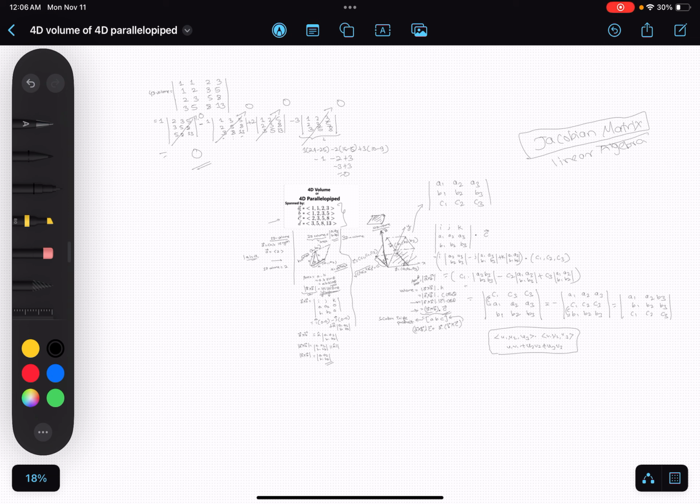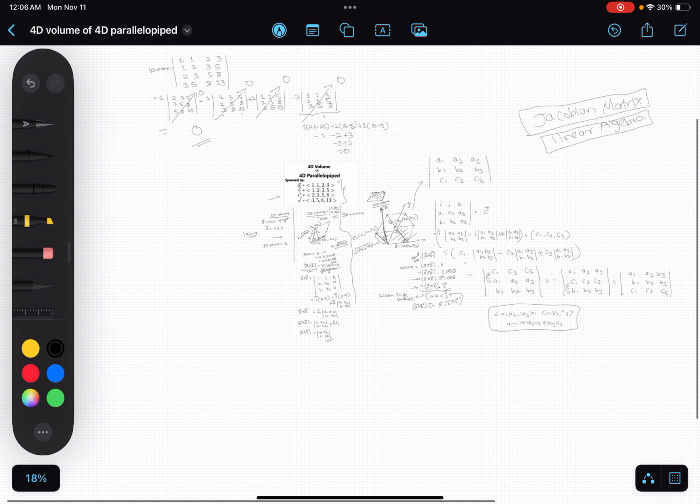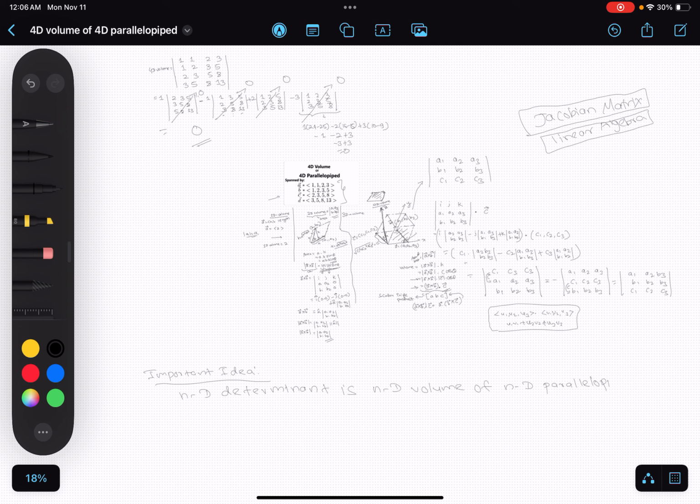So this interpretation of the determinant as the n-dimensional volume of the n-dimensional parallelepiped, that's a really important idea, right? You got to know this. The determinant is the volume of the parallelepiped, just like the 2D determinant is the area of the parallelogram, and the 3D determinant is the volume. So you got the idea, right?